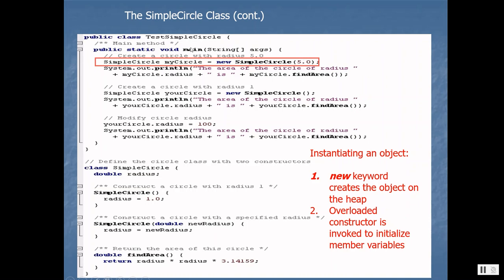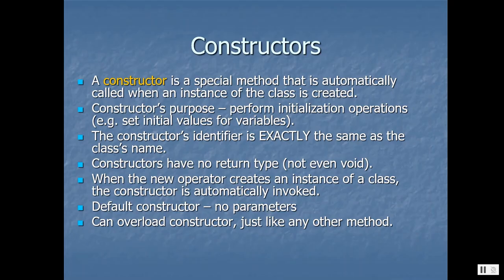Obviously, when we first dropped into the code, the main method is what executes. We're about to instantiate a SimpleCircle object. And there's our constructor. Again, a few things to say, which I already said. The purpose is to perform initialization operations, basically. The name has to be exactly the same as the class name, no return type. You can have a default constructor and some number of overloaded constructors if you wish.